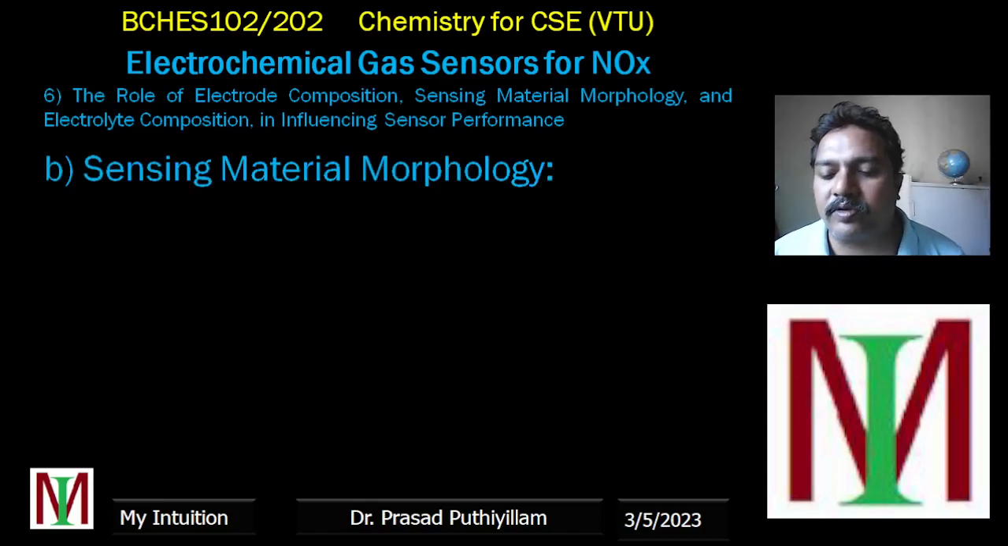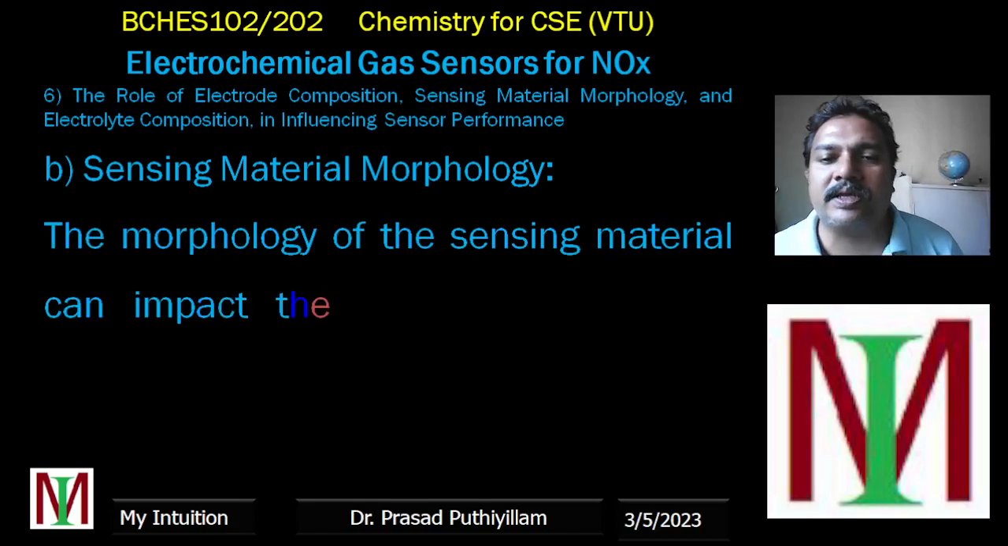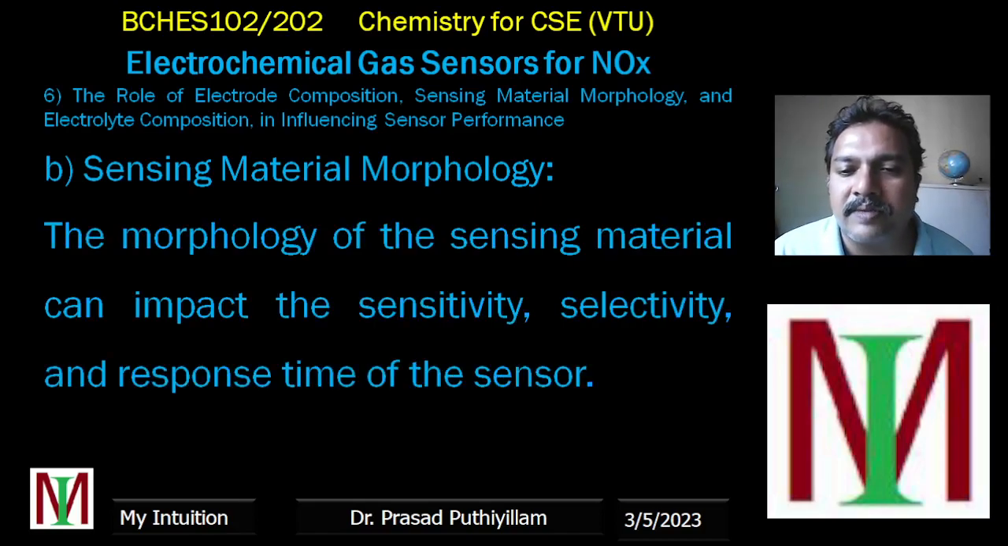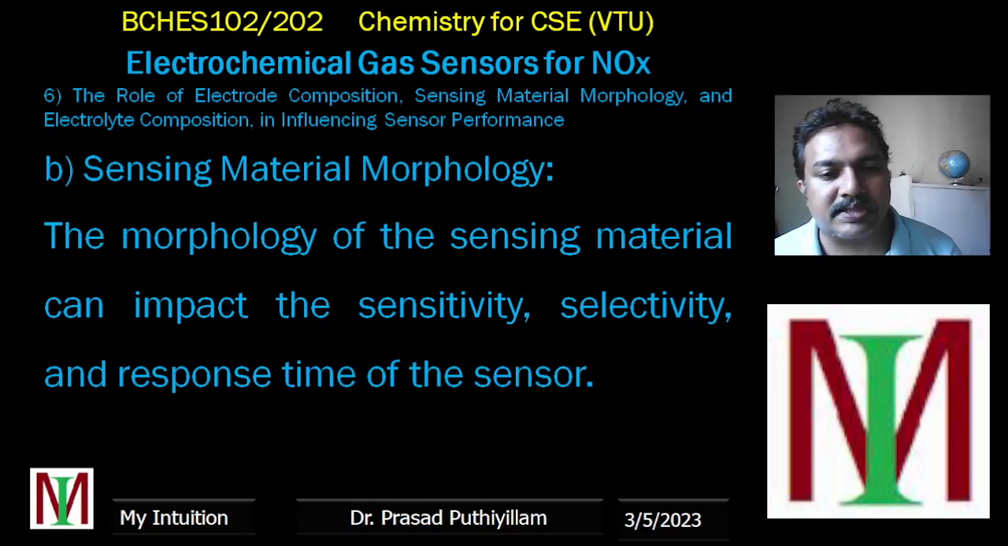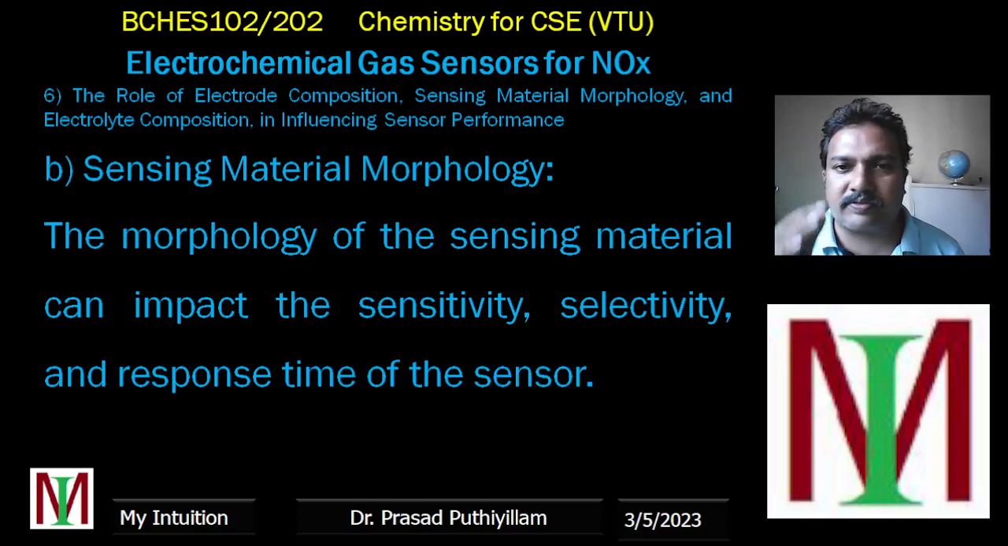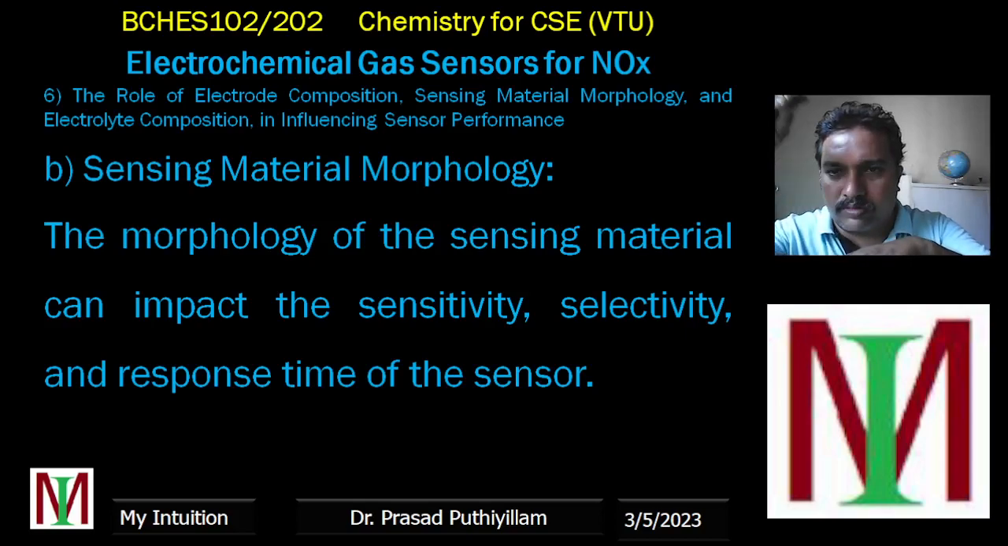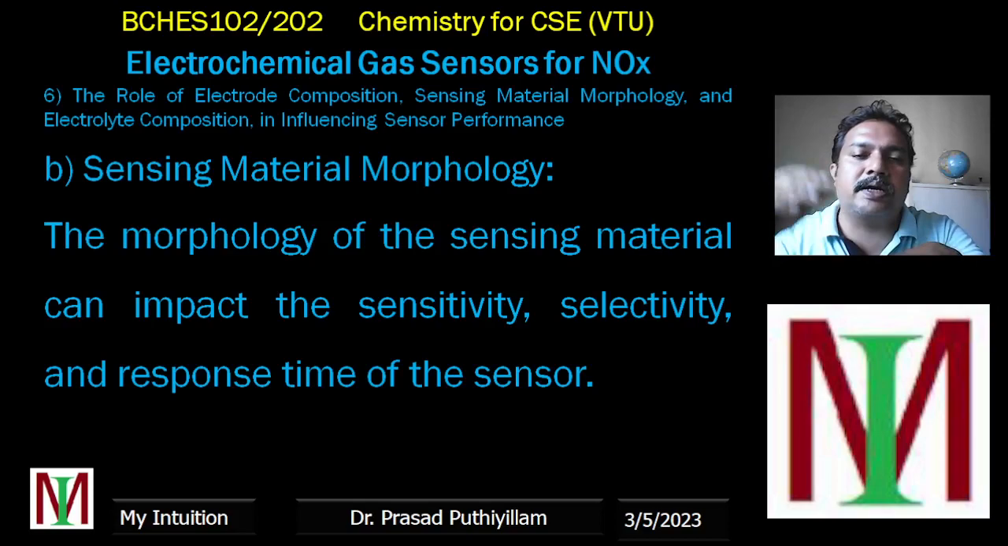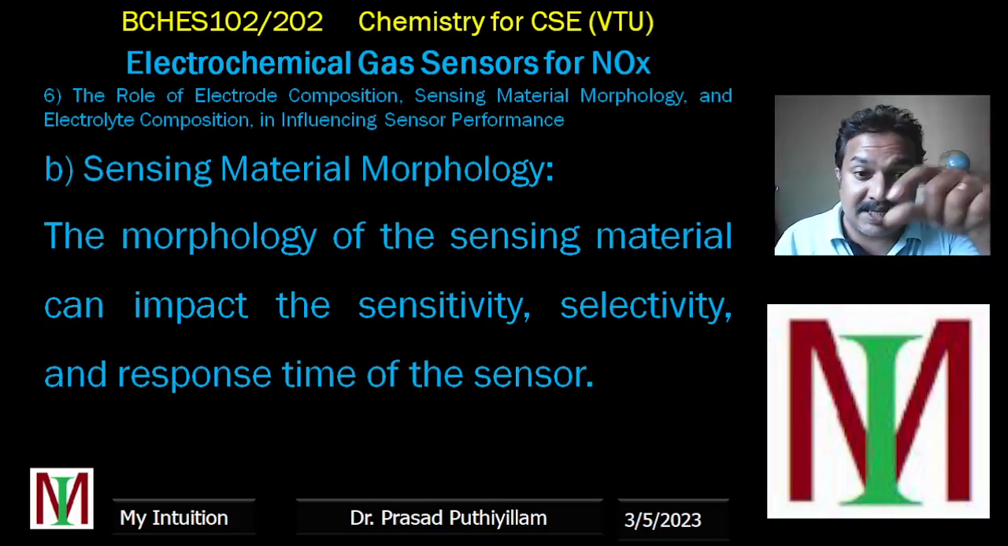Sensing materials morphology. How morphology? The morphology of the sensing material can impact the sensitivity, the selectivity, and response time of the sensor. Morphology means the surface property, as I explained in the previous class also. Morphology means if you want to take a surface, you have to zoom. We need to go inside. That means we need optic microscopes. At the micro level, micron level, or nano level, we should reach the size.